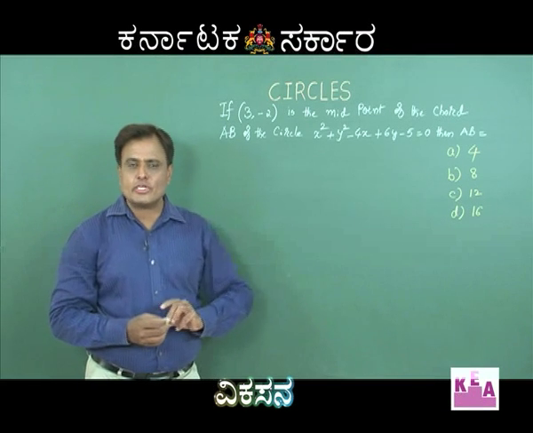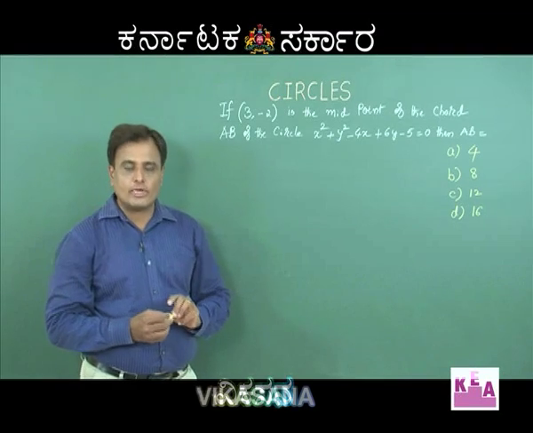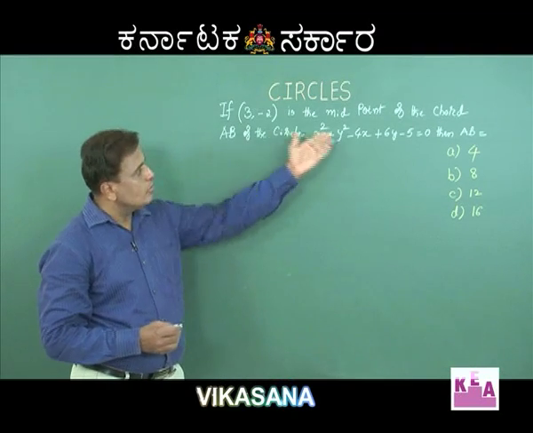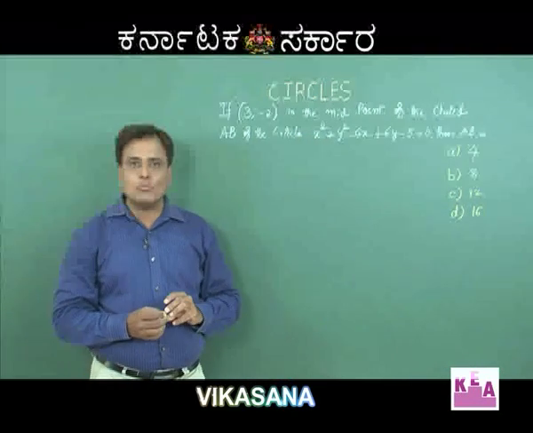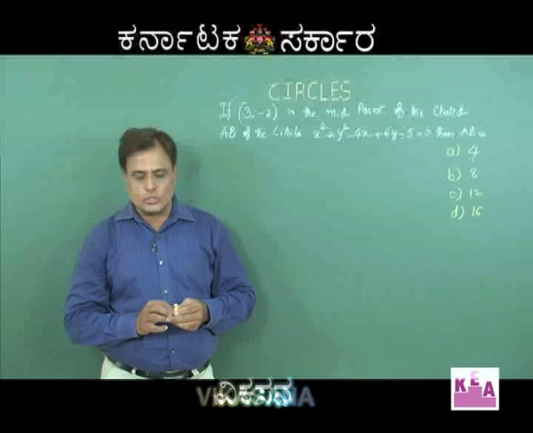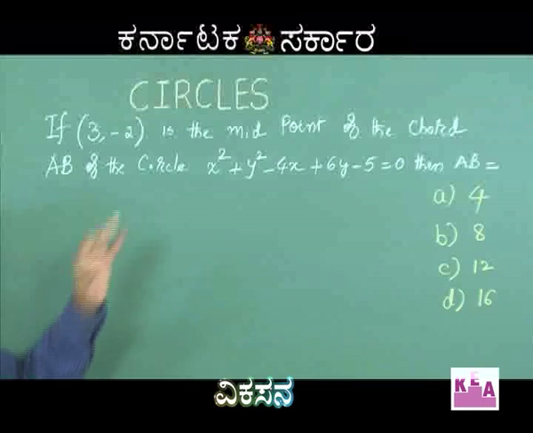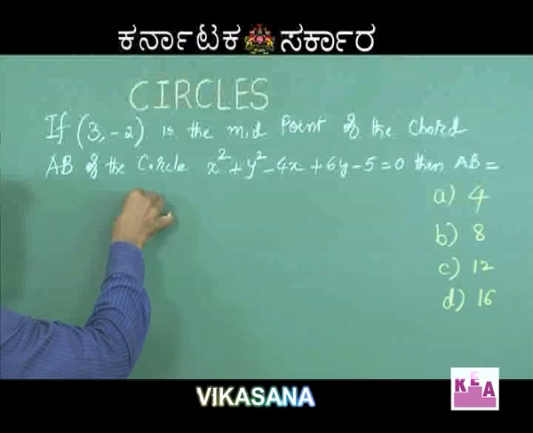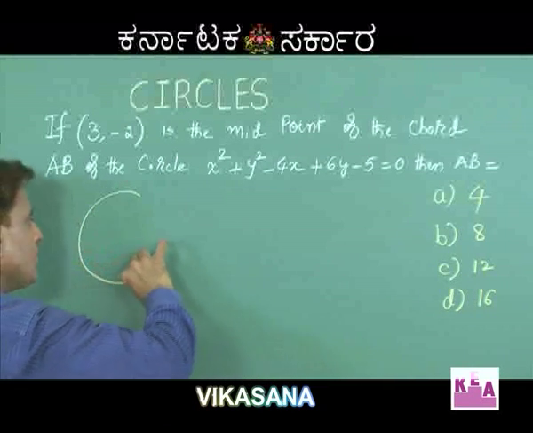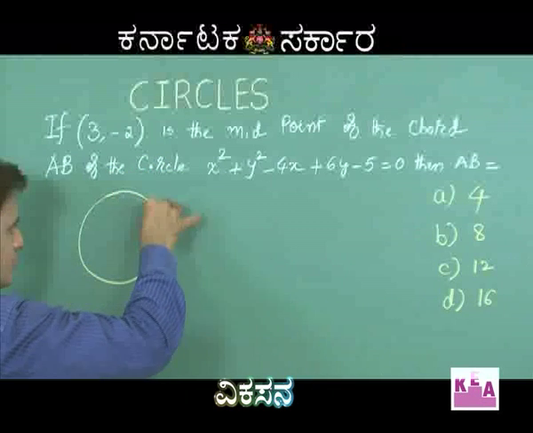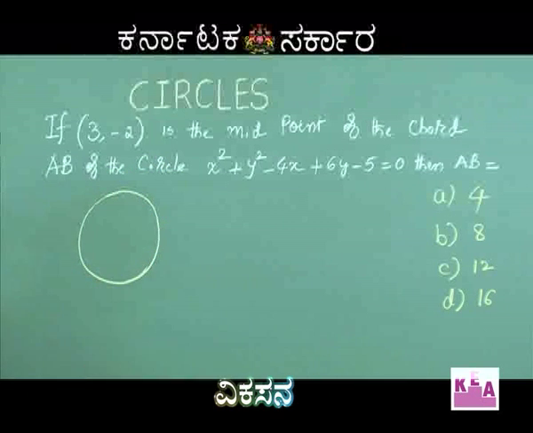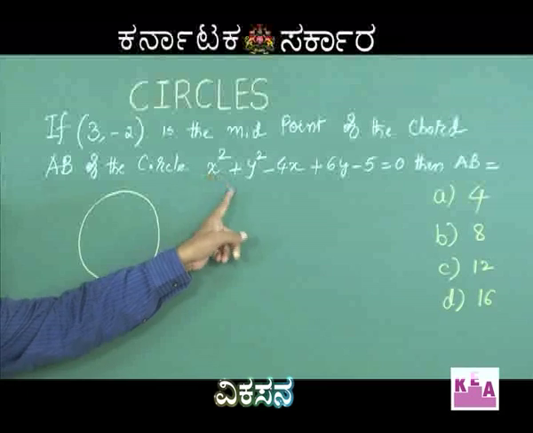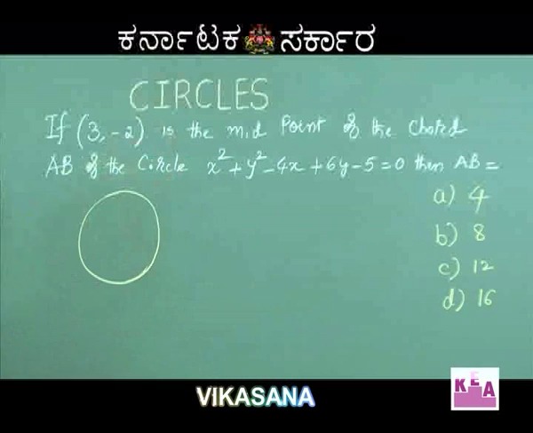So to find the length of the chord, what is the simple technique, what is the formula or trick to be used? Look at this. First let me draw the diagram. So this is the circle, please listen to me all of you. This is a circle whose equation is x square plus y square minus 4x plus 6y minus 5 is equal to 0.